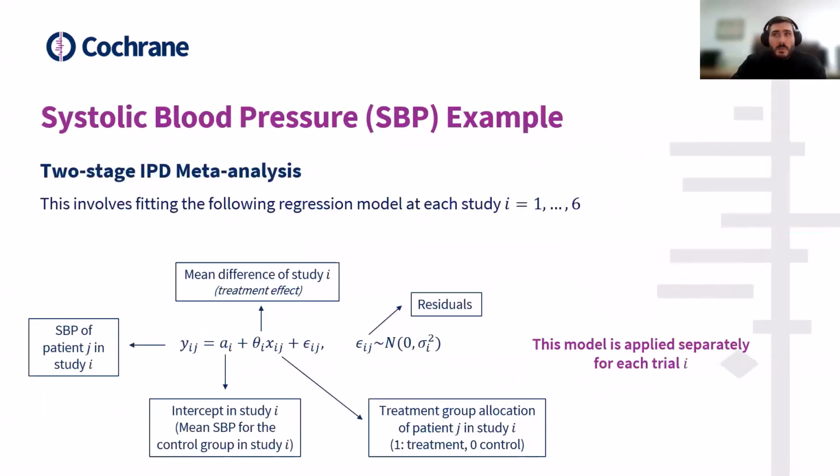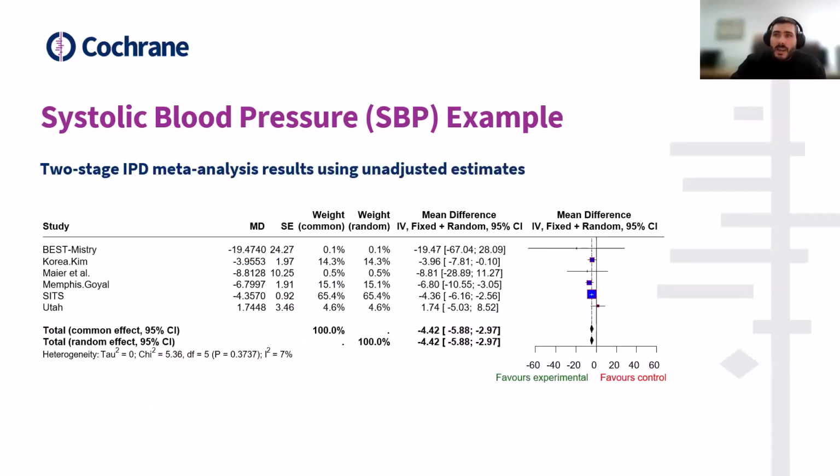We can mathematically describe the two-stage approach in our example with this model equation. By applying this model equation to our data, we will get the following results. We now see that the confidence intervals of the pooled estimate are slightly reduced, so we gain precision by using IPD. We also see that we have a small level of heterogeneity. This analysis is based on unadjusted estimates.